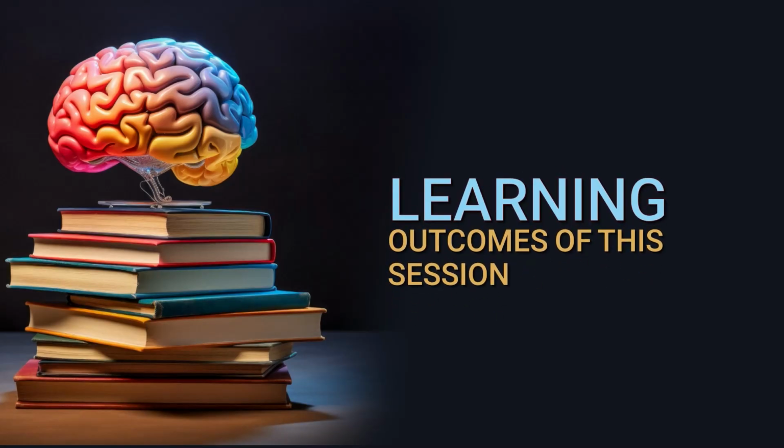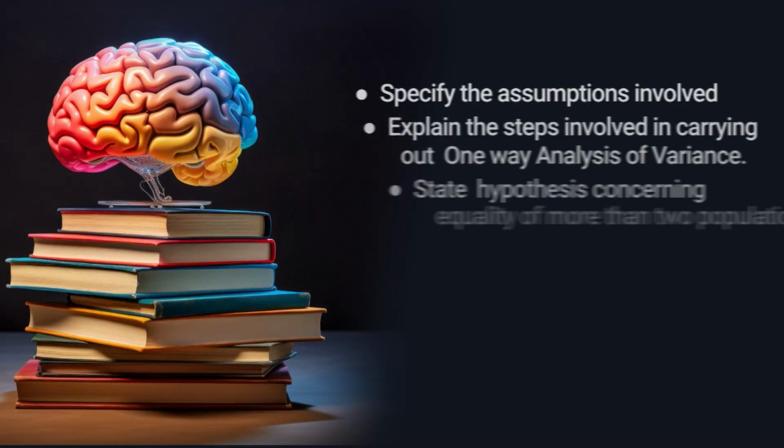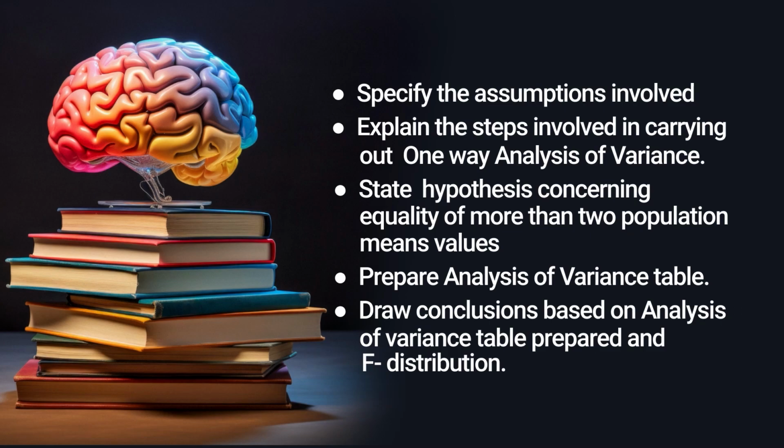Now, the learning outcome of this session: specify the assumptions involved, explain the steps involved in carrying out one-way analysis of variance, state hypotheses concerning equality of more than two population mean values, prepare an analysis of variance table, and draw conclusions based on the analysis of variance table prepared and the F distribution.